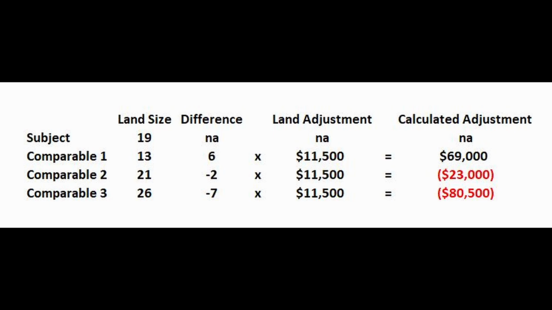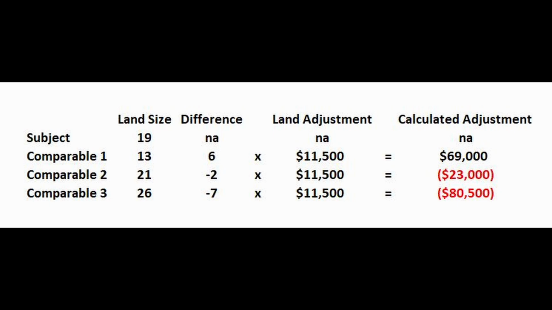Remember, the subject has 19 acres, and comparable 1 has 13, and comparable 2 has 21, and comparable 3 has 26. Okay, and you see that with regard to comparable 1 and the subject, there is a difference. This is the second column over. There's a difference of 6 acres. See, 19 minus 13 equals 6. And then you see going left to right from the 6, there's a multiplication symbol, times, and then you see our land rate of 11,500. And then it says equals $69,000.